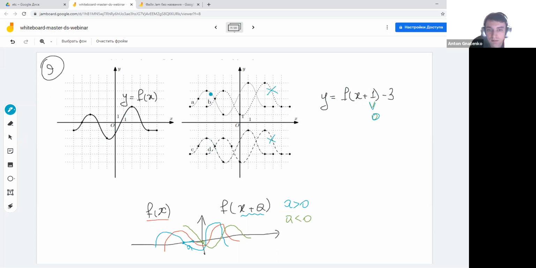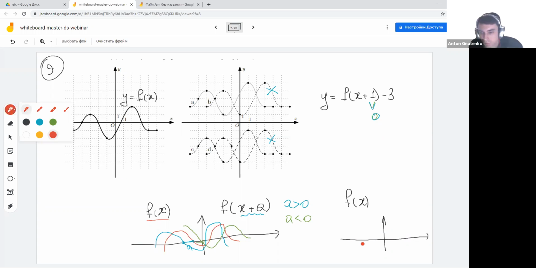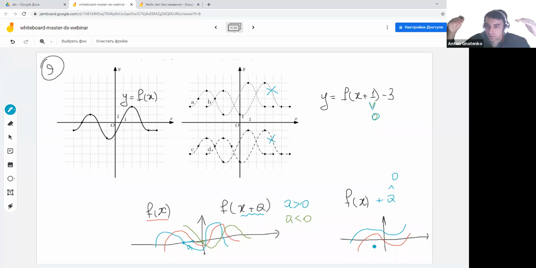But these two are indeed, they look like the original one shifted by 1 cell left. And then we obtain minus 3. So furthermore, if you have a function f of x and its plot, then if you add something positive here, then you shift your graph upwards.